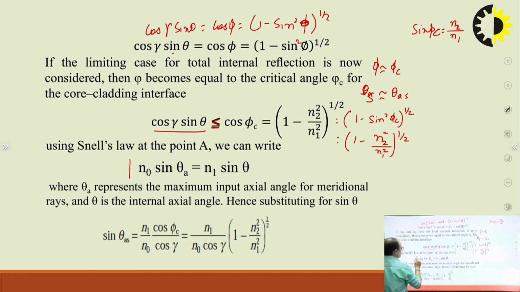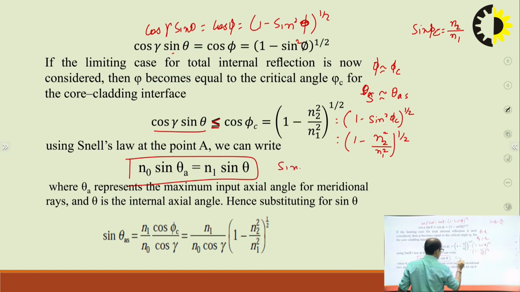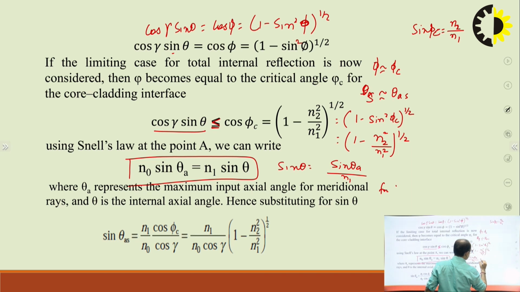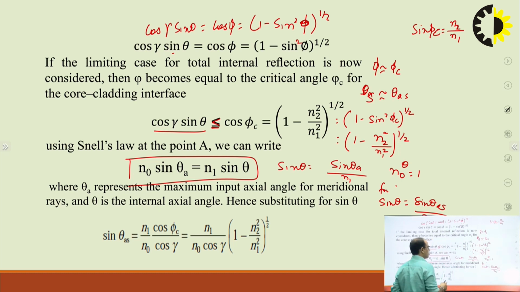On just putting this value, I have already told you this is Snell's law at this point. So what will sin theta be equal to? Sin theta will be equal to sin theta a upon n1, which is theta as. So you will see here that sin theta can be written as sin theta as divided by n1, as we know that n naught, the refractive index of air, is equal to 1.